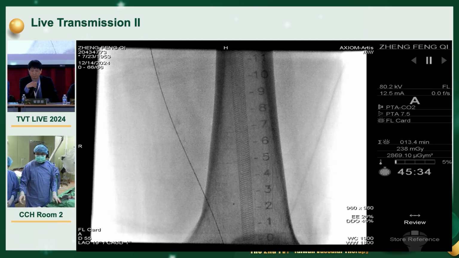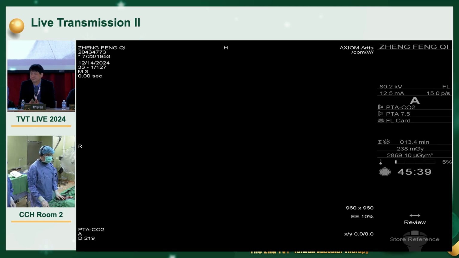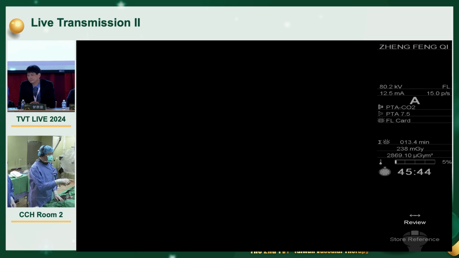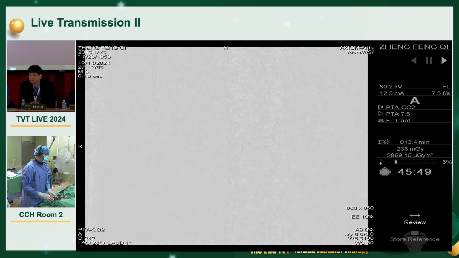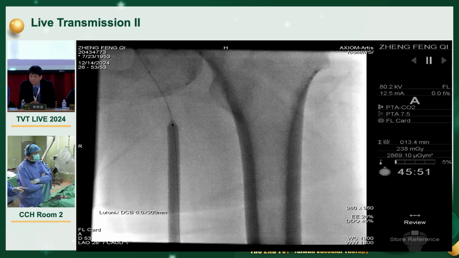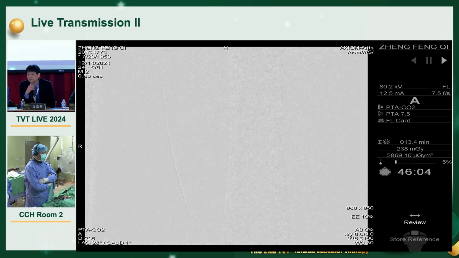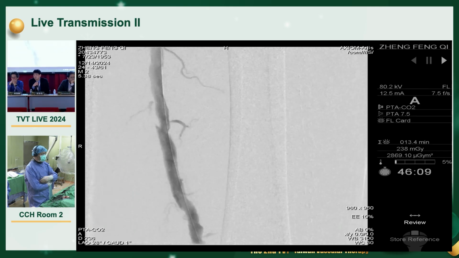Let me show the DCB. I use the DCB, Lutonics, 6 millimeter and 300 millimeter. It's very long. So what length did you choose for this patient? The size and the length.